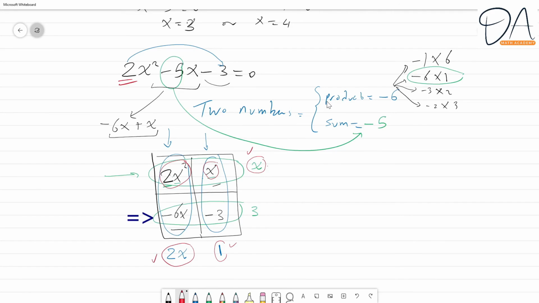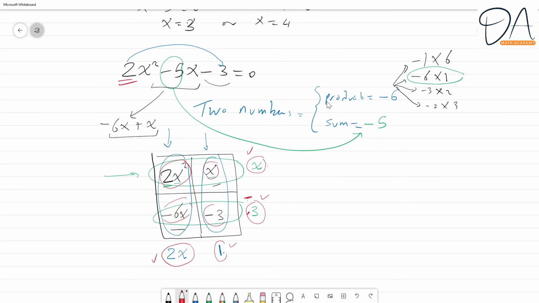Now, let's look at this one. Here, we have minus 6x. And already we have 2x, and then we need to multiply it by 3. 3 times 2x will not give us minus 6. So this one has to be minus. So this one is a minus 3. And then we need to check here. Already we said that we'll make this minus. So minus 3 times 1 will give us minus 3.